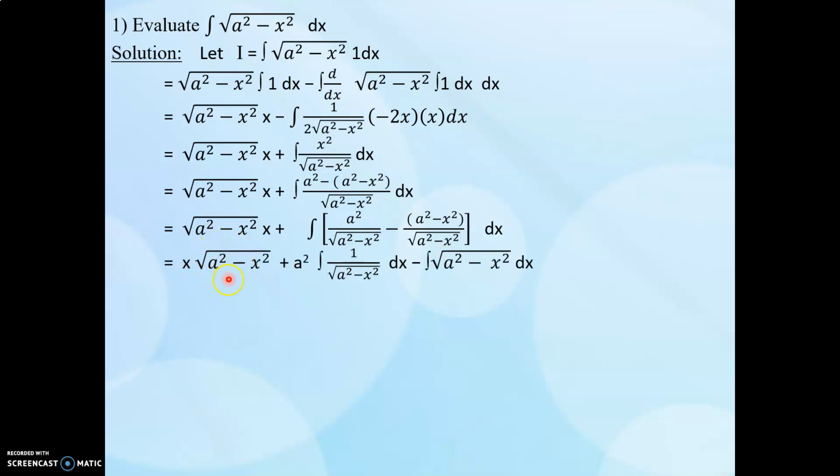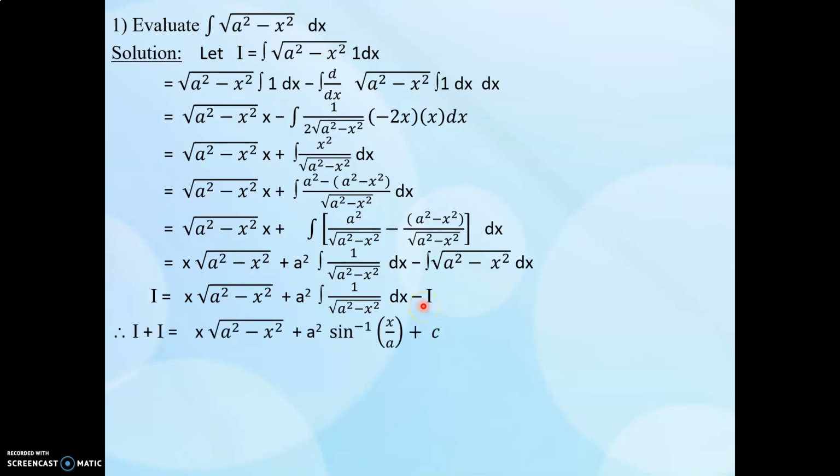That's equal to x into root of a square minus x square plus, in the first term a square is a constant, you can take it out. So a square into integral 1 upon root of a square minus x square dx minus, when we are cancelling this, you will get the numerator will become integral root of a square minus x square dx. This is the term given in this question, that is I. So we can replace this last term as I. So I is equal to x into root of a square minus x square plus a square into integral 1 upon root of a square minus x square dx minus I.